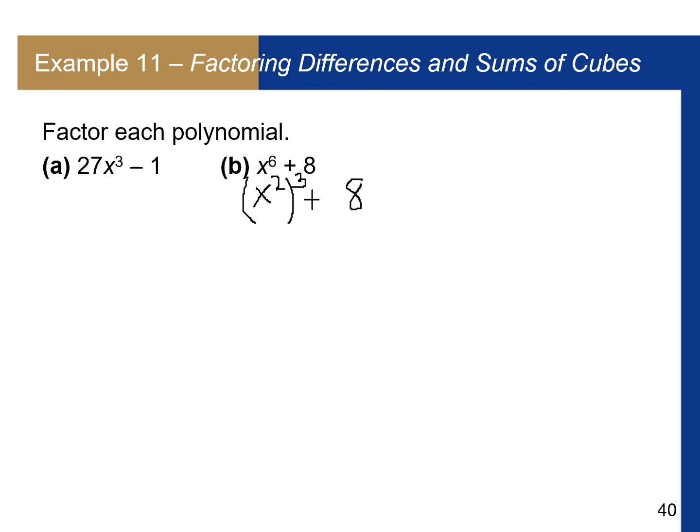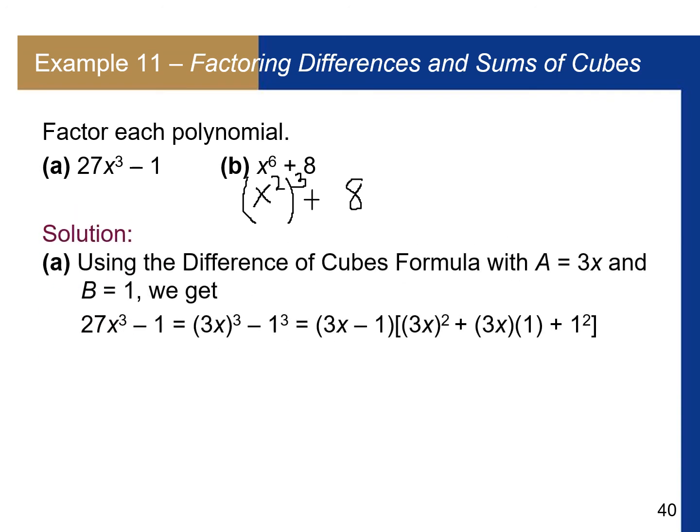Okay, let's move forward. We see that the first one, I have my 3x is my a, my 1 is my b, so 3x minus 1. The 3x is squared, multiply them together in the middle, no doubling, that's only for the binomial square, and then plus 1 on the end.